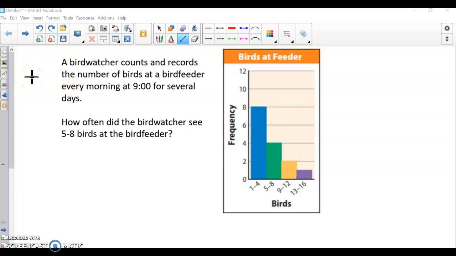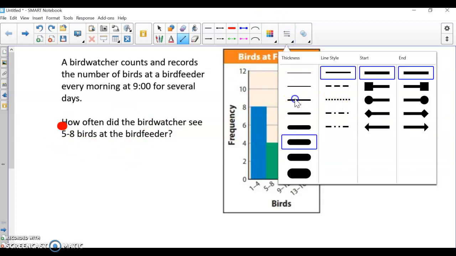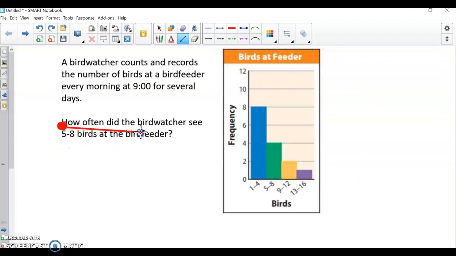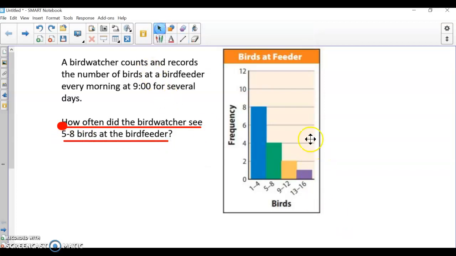A bird watcher counts and records the number of birds at a bird feeder every morning at 9 for several days. How often did the bird watcher see 5 to 8 birds at the bird feeder? So this is the question that you are trying to answer. So let's underline your question. Now let's go and take a look at the graph.